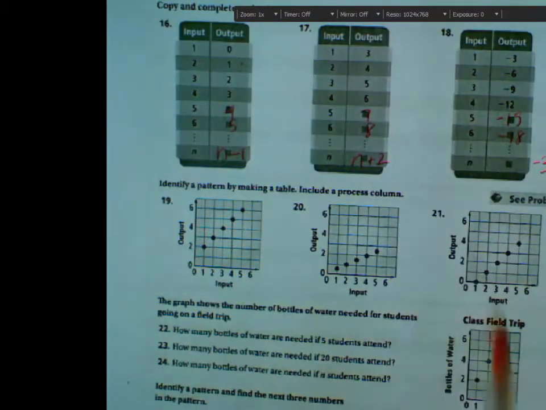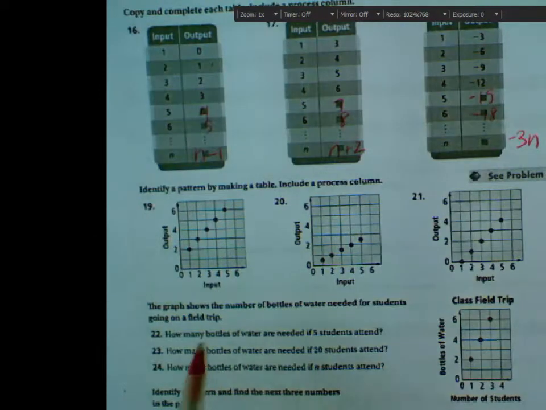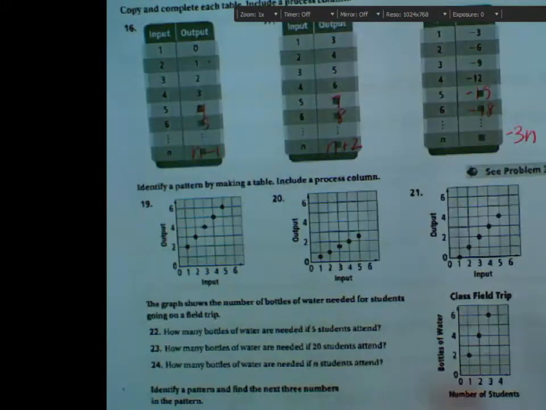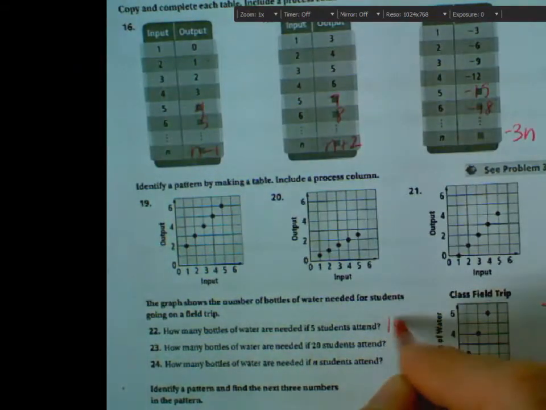You're not going to have to do this, but it's good practice for you. This is important. Number of students, number of bottles of water. How many bottles of water if 5 students attend? So if this keeps going up, I would probably make a table that says number of students, 1, 2, 3, 4, 5. Bottles of water would be 2, 4, 6, 8, 10. So now I can see that 5 students would need 10 bottles of water.